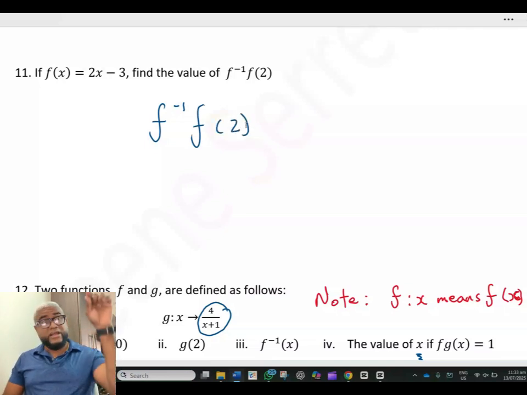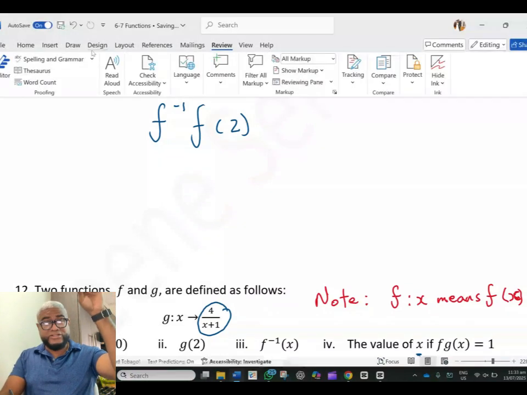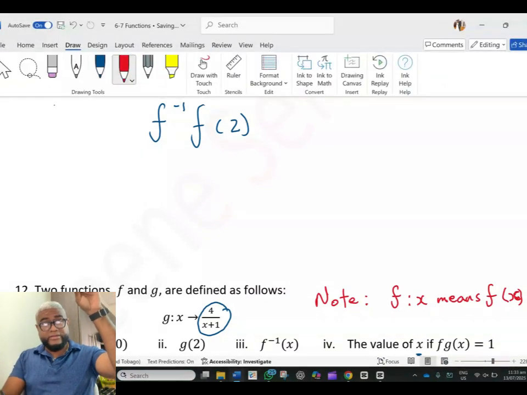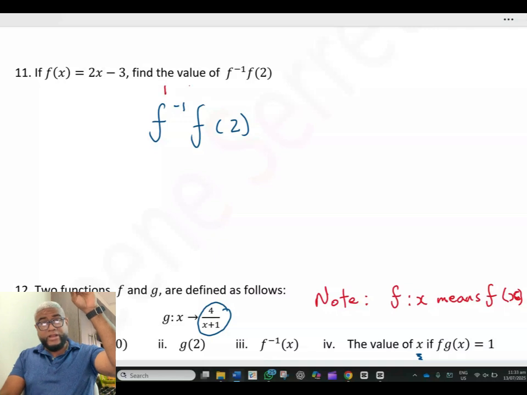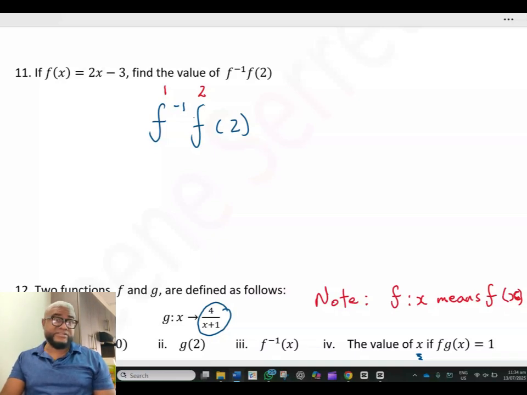Watch it. This is our composite function, right? You have function number 1, which is the inverse of f. Function number 2 is just f of x. What did I say about the composite function above? You have to put the second function into the first. The second function is actually f of 2, but you want to put f of 2 into the inverse of f of x. So you have a real thing to find for this question.